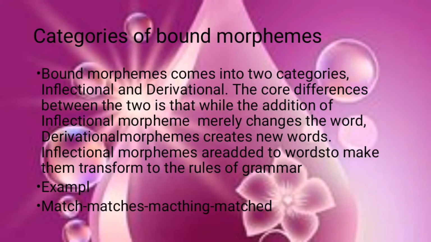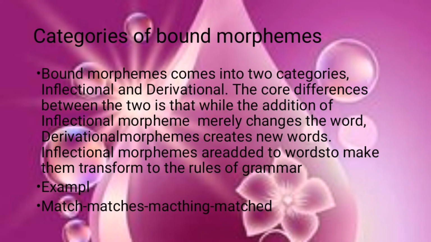So we have categories of bound morphemes. Bound morphemes come in two categories: the inflectional and the derivational. The core difference between the two is that the addition of inflectional morphemes merely changes the word, while derivational morphemes create new words.